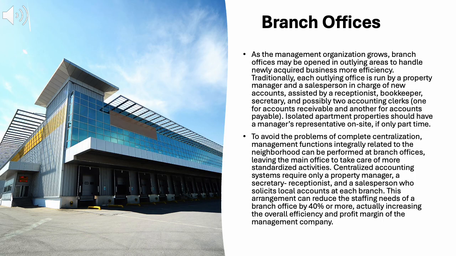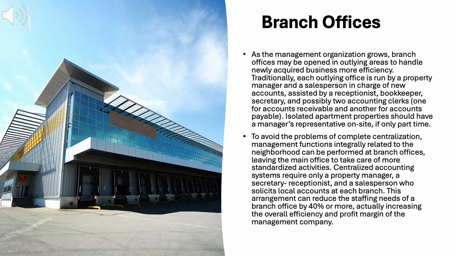Branch offices. As the management organization grows, branch offices may be opened in outlying areas to handle newly acquired business more efficiently. Traditionally, each outlying office is run by a property manager and a salesperson in charge of new accounts, assisted by a receptionist, bookkeeper, secretary, and possibly 2 accounting clerks, one for accounts receivable and another for accounts payable. Isolated apartment properties should have a manager's representative on site, if only part-time. To avoid the problems of complete centralization, management functions integrally related to the neighborhood can be performed at branch offices, leaving the main office to take care of more standardized activities.